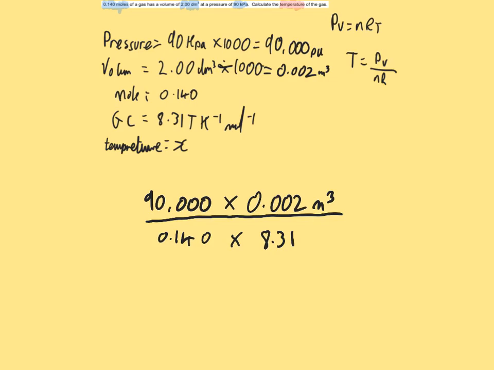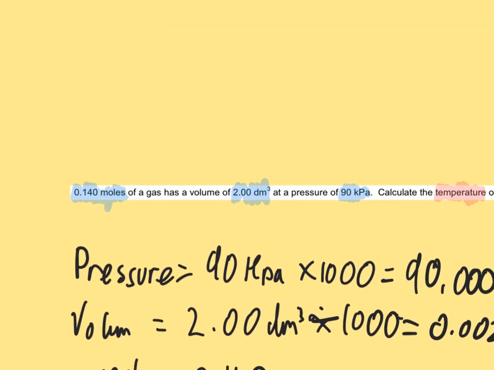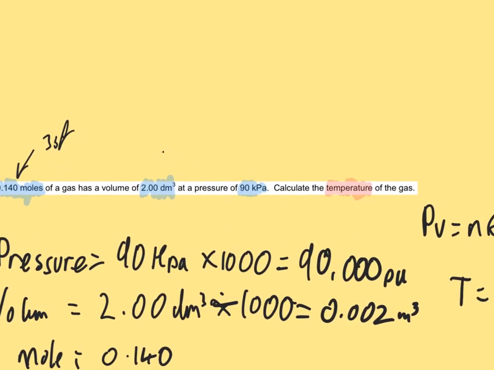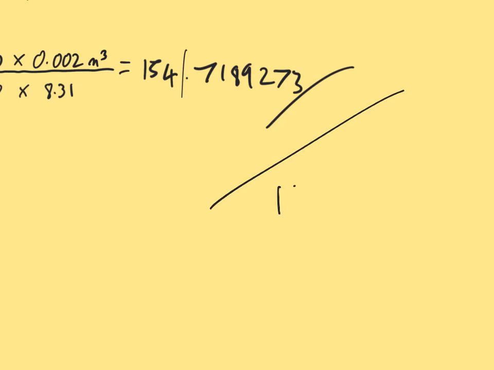8.31. Right, so we get an answer of 154.718923, which in this case, look here, this has gone to 3 significant figures. So this is the same over here, 3 significant figures. So in this case, we'll be going to 3 significant figures. So cut off here. So 155 Kelvin.